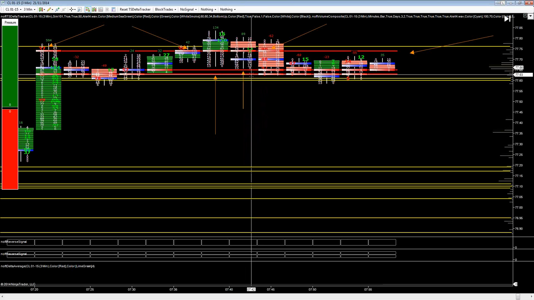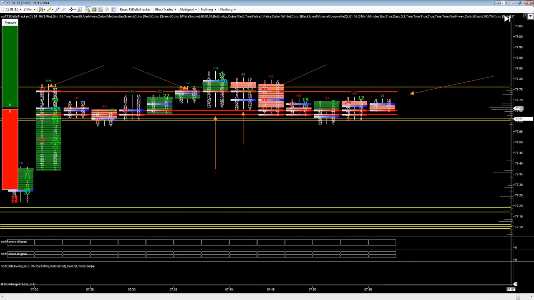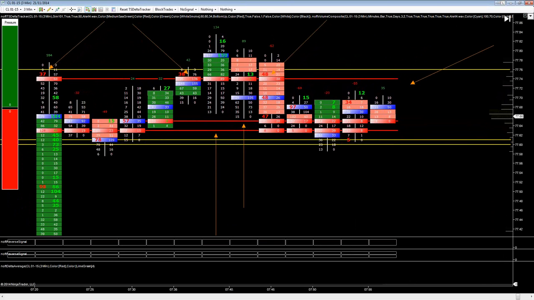77.65 and 77.63 are where additional block sellers are, correct? Do you see those red block sellers there? The red lines? Do you guys see that? Okay, you guys see it. All right, excellent.